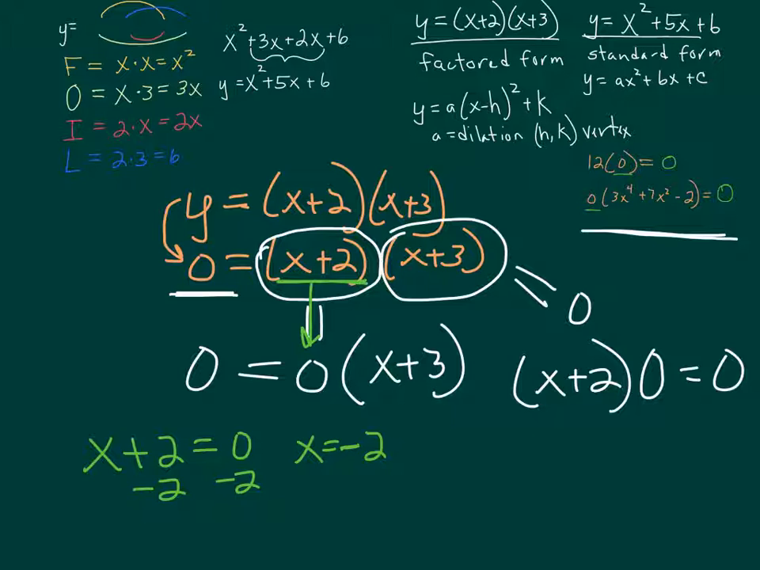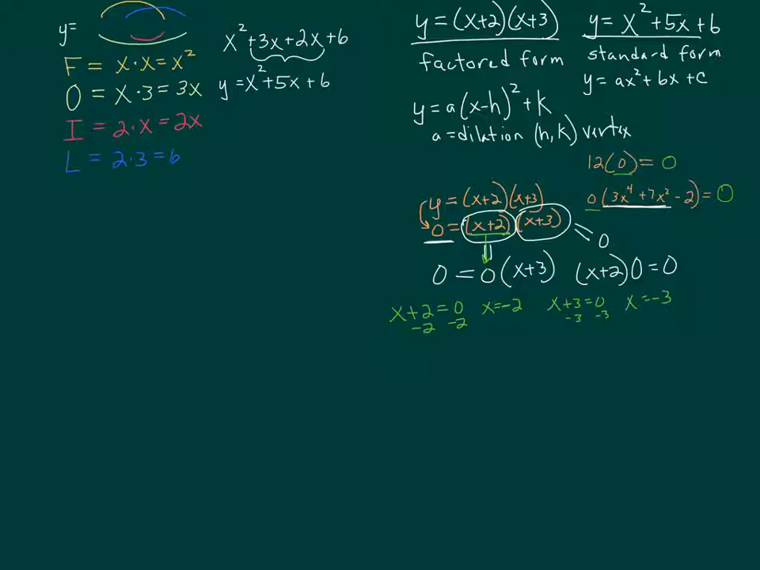Similarly, for the other factor, we have x plus 3 equals 0. And so we can subtract 3 from both sides and we get x equals negative 3. So let's just play with those numbers real quick. So we said x equals -2 and x equals -3.